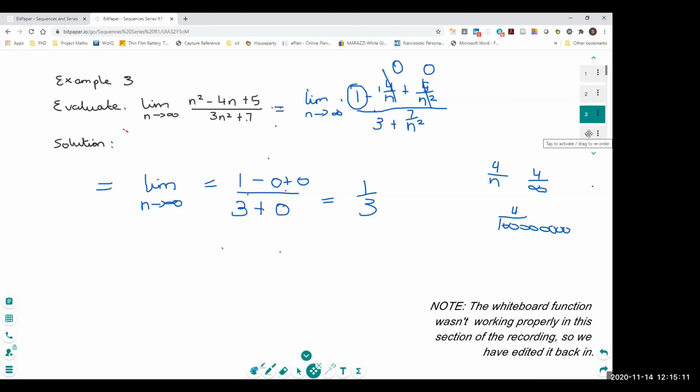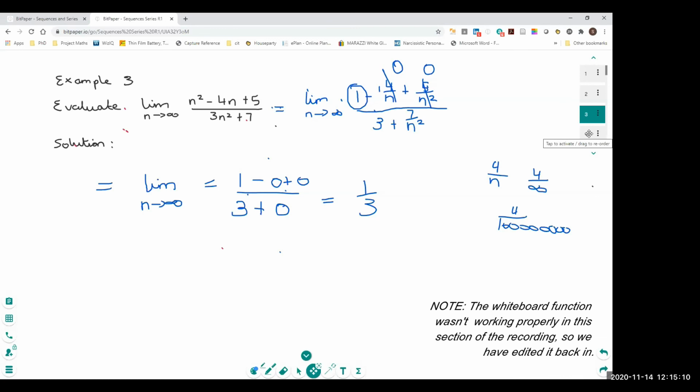So we have example 3. Evaluate the limit as n approaches infinity of n squared minus 4n plus 5 over 3n squared plus 7. So again, you divide above and below by n squared because it's the highest power of n. And then you use the special limit 1 that I mentioned.